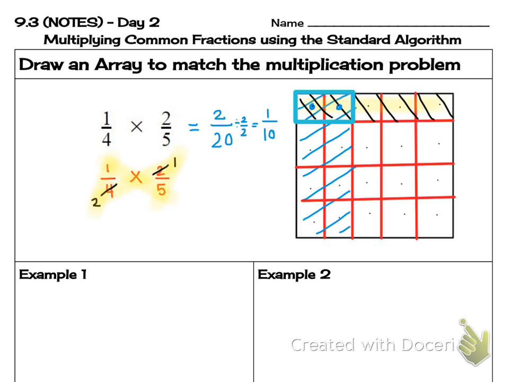So I rewrite my problem as 1/2 times 1/5, and then I multiply across. 1 times 1 is 1, 2 times 5 is 10, which matches the answer that we got when we drew our array. So what we're going to do now is go through 3 examples. But we're not going to use just common fractions. We're going to use mixed numbers so that we can expand what we've done already.